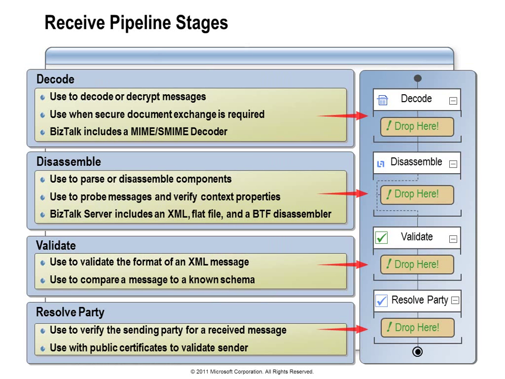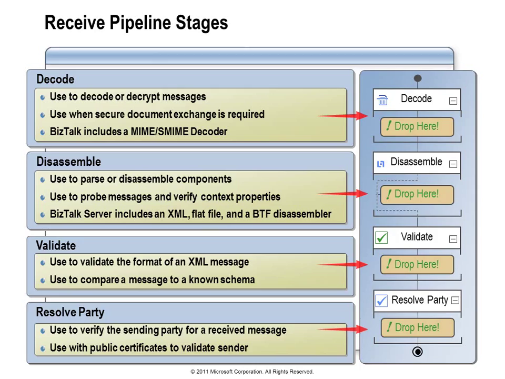When you look inside a pipeline, you'll find that pipelines are organized into predefined stages. And each of these stages can contain zero or more pipeline components. Now, the maximum number of components that is allowed at any point in a pipeline depends on the stage. And there are actually two different types of pipelines. We have receive pipelines and send pipelines, and the stages are different. A receive pipeline has the stages that you see listed here.